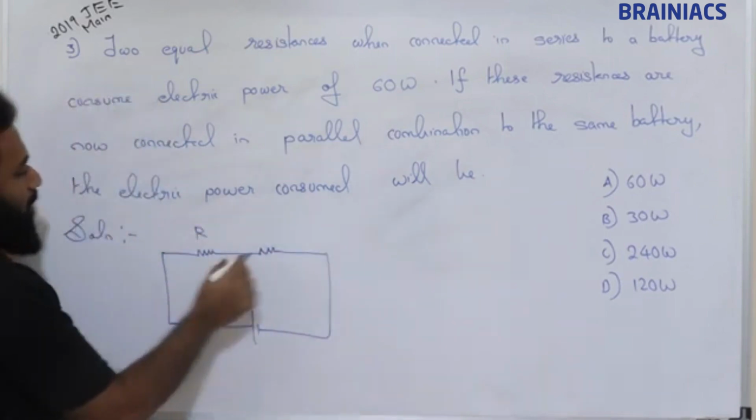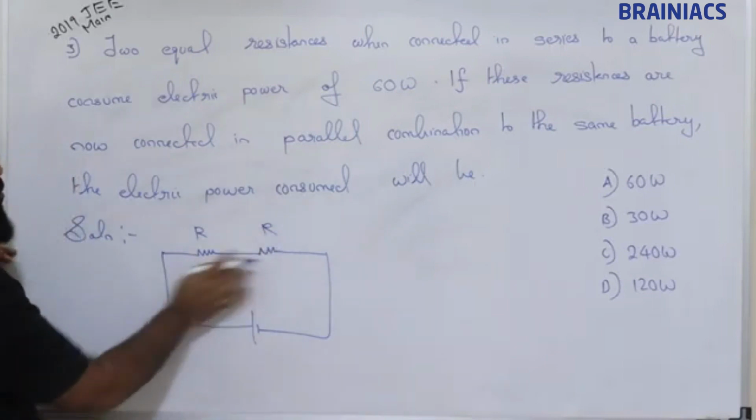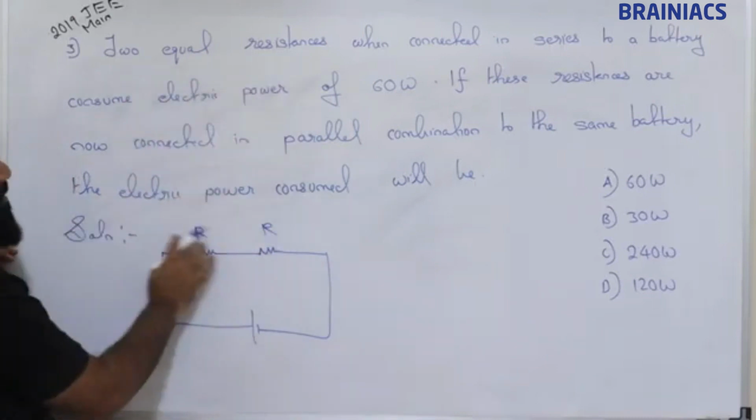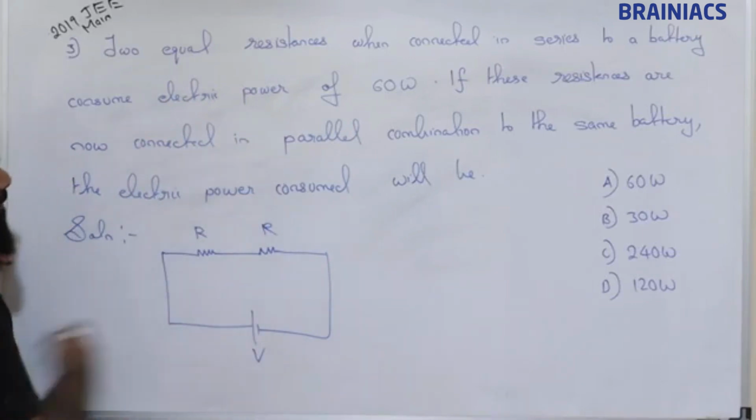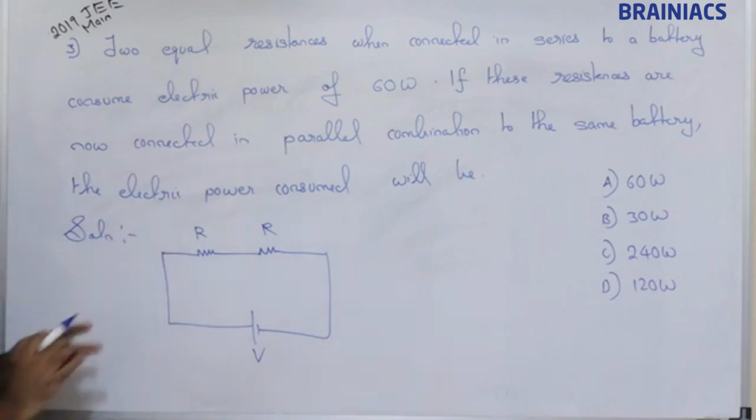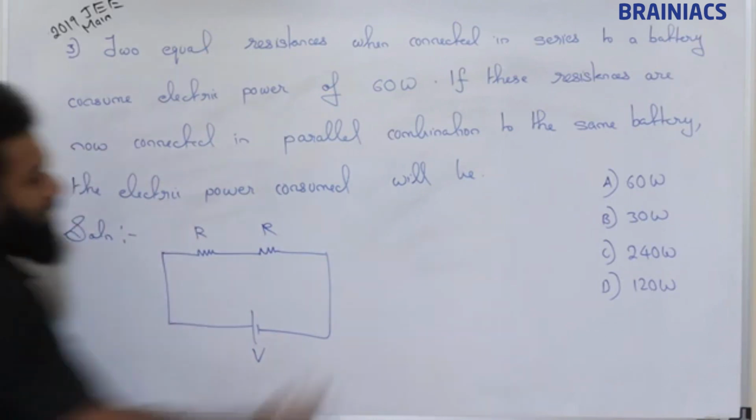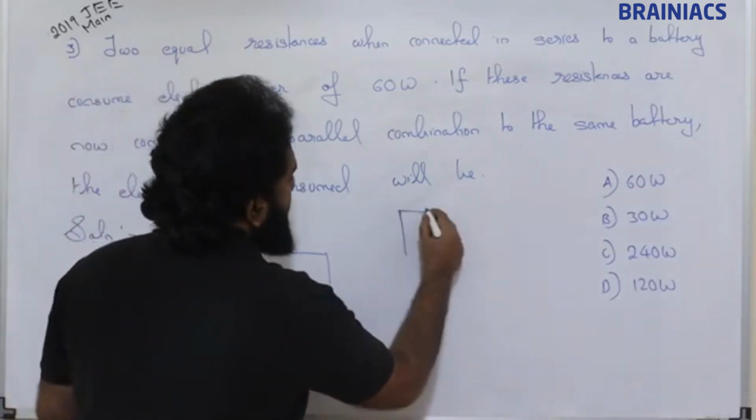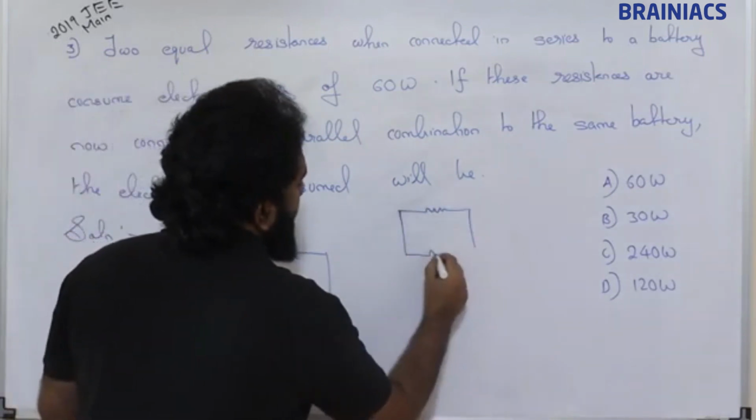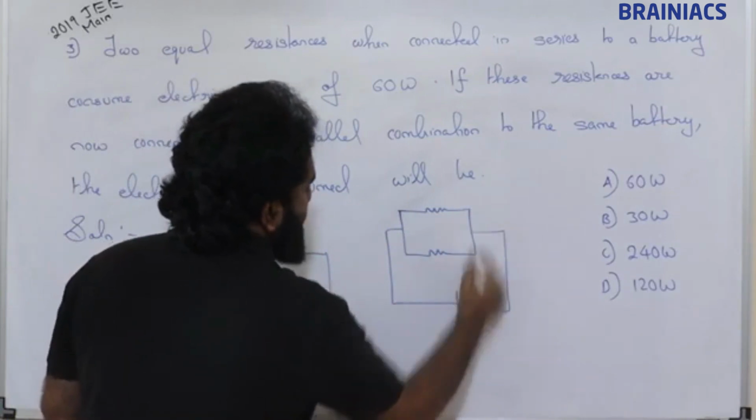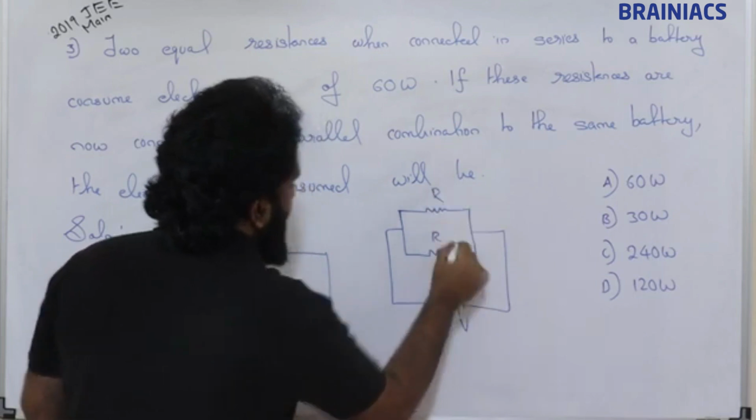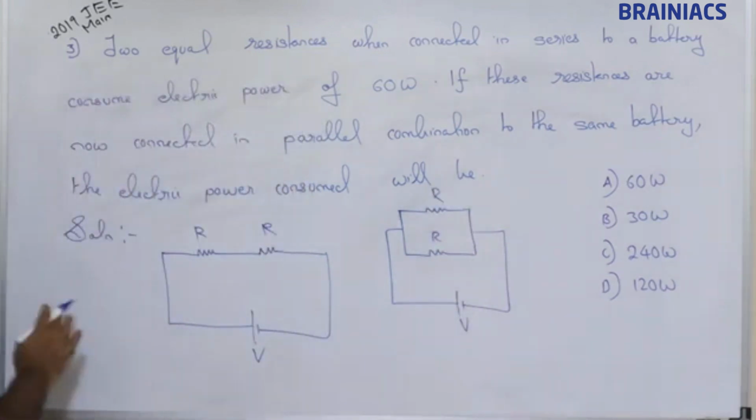I hope you are ready with the answer. So two equal resistances, R and R I am taking, connected to a battery, suppose this is V. They consumed electric power of 60 watt. Then the same resistances are connected in parallel to the same battery. Now how much will be the electric power consumed?